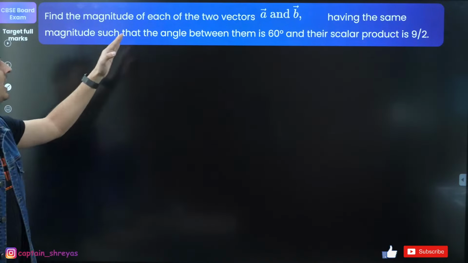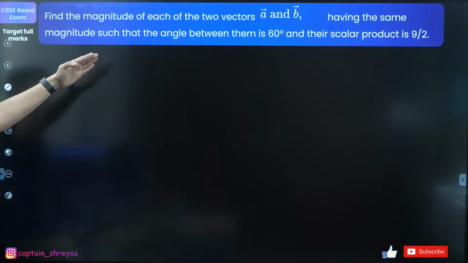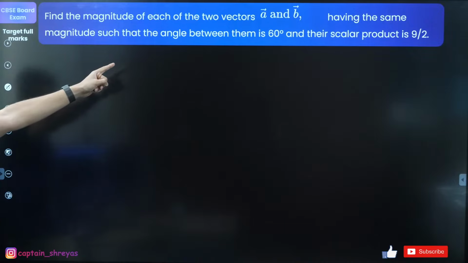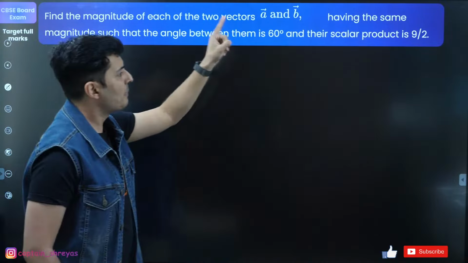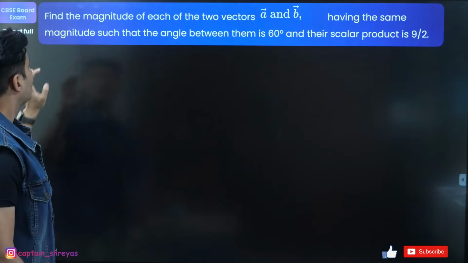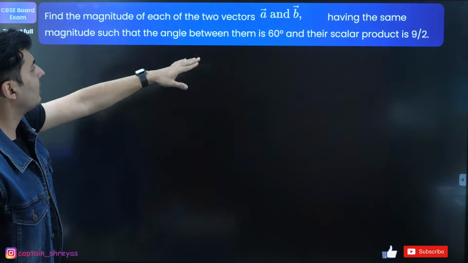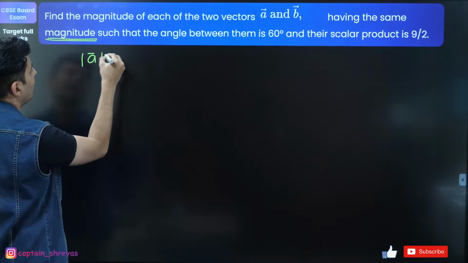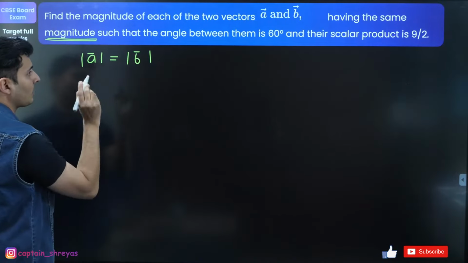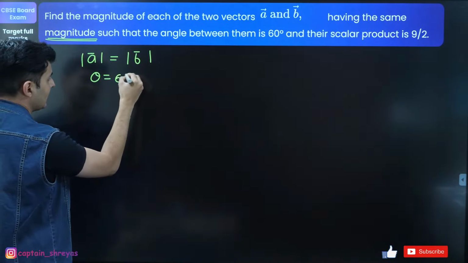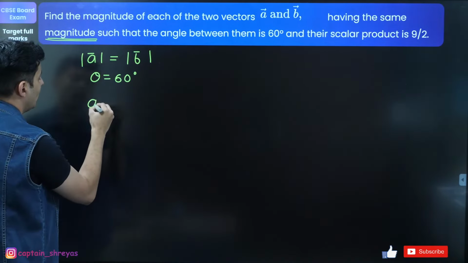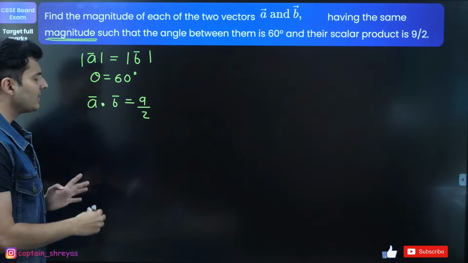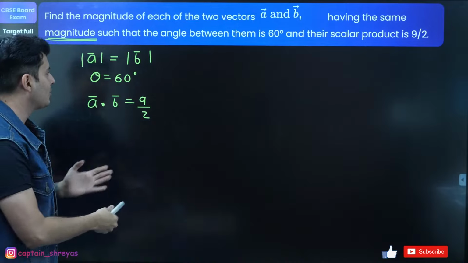Okay. Find the magnitude of each of these two vectors having the same magnitude such that the angle between them is 60 degrees and their scalar product is basically 9 by 2. That's the question. Now it is clearly mentioned that the magnitude of A and B vectors has to be found, and it is also same. So magnitude of A is magnitude of B, number 1. The angle between them is 60 degrees. Number 3, A vector dot B vector is 9 by 2. I think this is fairly easy. Even if you have studied physics vectors, you can do this, I feel.